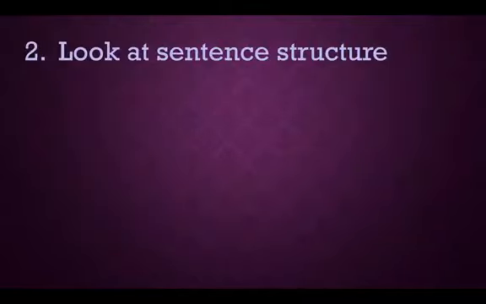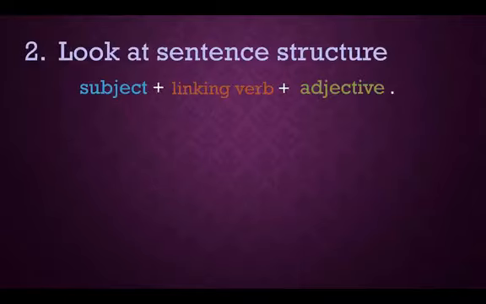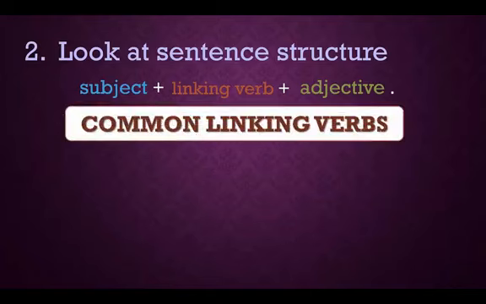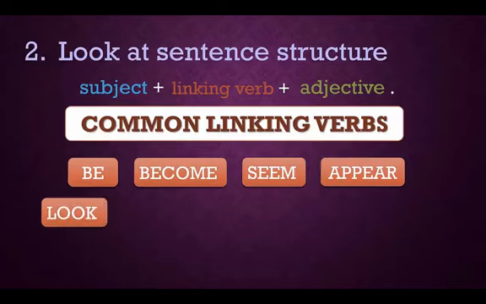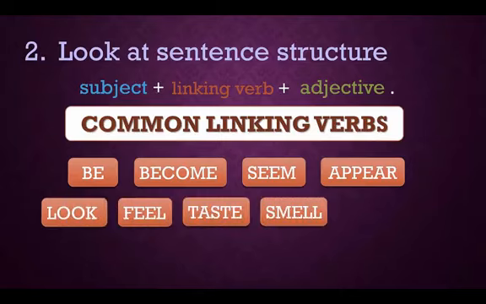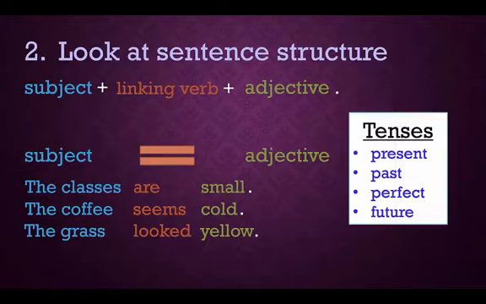Here is one structure for using adjectives. We have subject plus linking verb plus adjective. And here are some common linking verbs: be, become, seem, appear, look, feel, taste, smell, and sound. The linking verbs can be in any verb tense, such as present, past, perfect, or future.